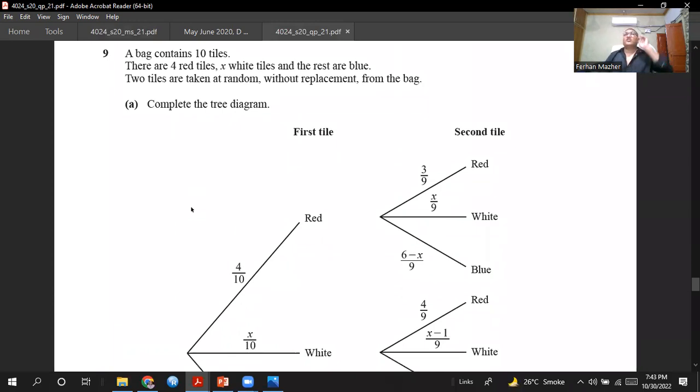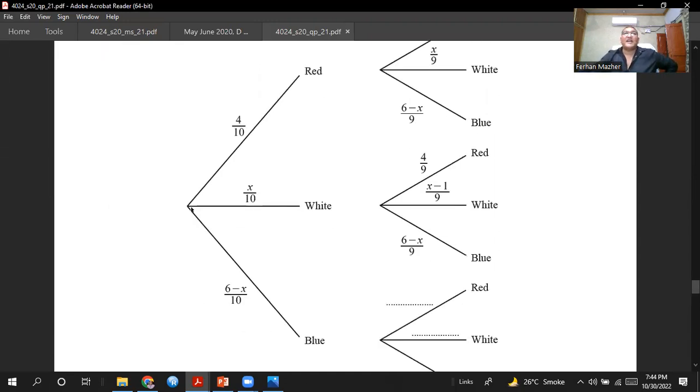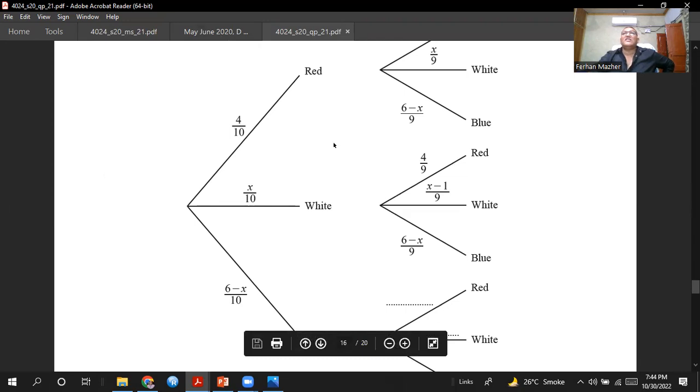So the next question is question number 9. A bag contains 10 tiles. There are 4 red tiles, X white tiles, and the rest are blue tiles. 2 tiles are taken at random without replacement from the bag. Complete the tree diagram. So there are 4 red tiles, X white tiles, so the remaining are blue tiles. That will be 10 minus 4 minus X, so 6 minus X. So 4 by 10, X by 10, 6 minus X by 10.